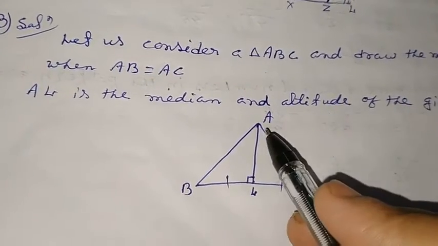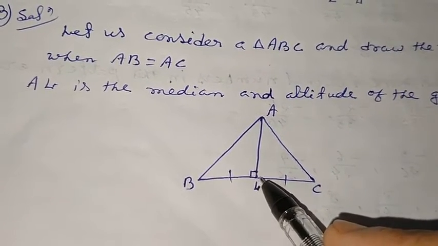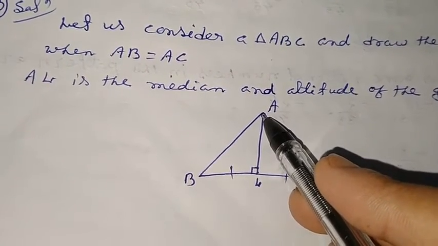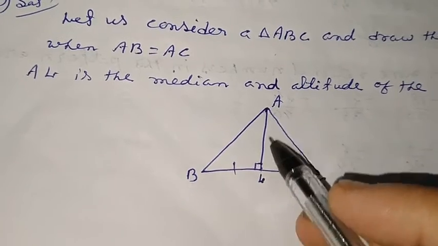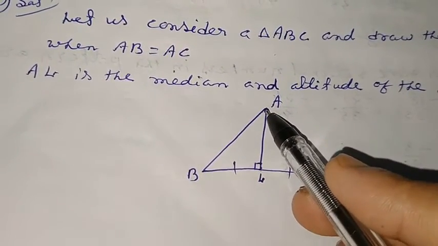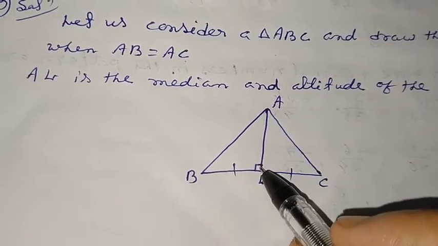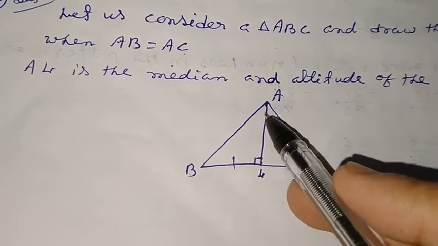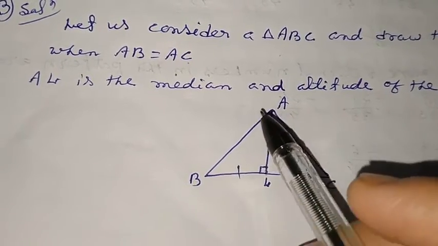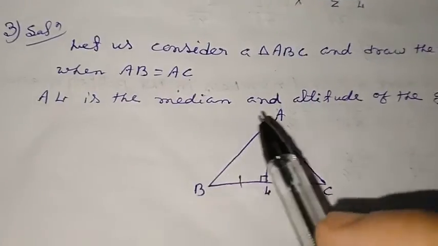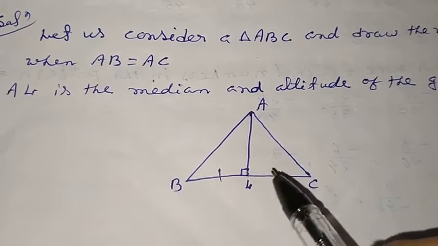AL is the median. From this vertex, the opposite side is BC, and the midpoint of BC is L. Okay, so join this vertex A to the midpoint of its opposite side, AL. So it will be known as the median of this triangle. Also, from this vertex, this line is perpendicular to BC. Okay, so it is known as altitude. So AL is the median of this triangle as well as the altitude of this triangle. Okay, so AL is the median and altitude of the given triangle. That means the median and altitude of this triangle are same.